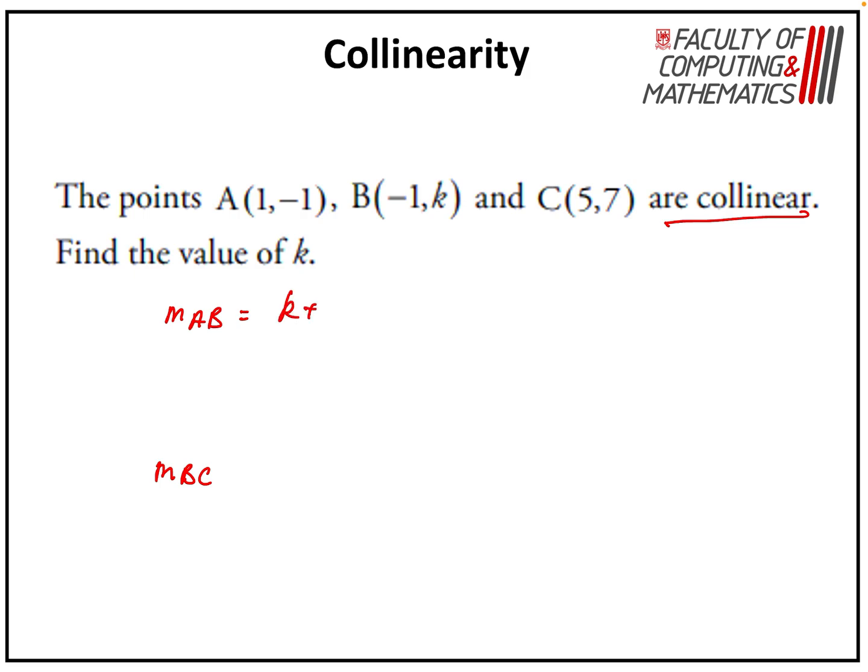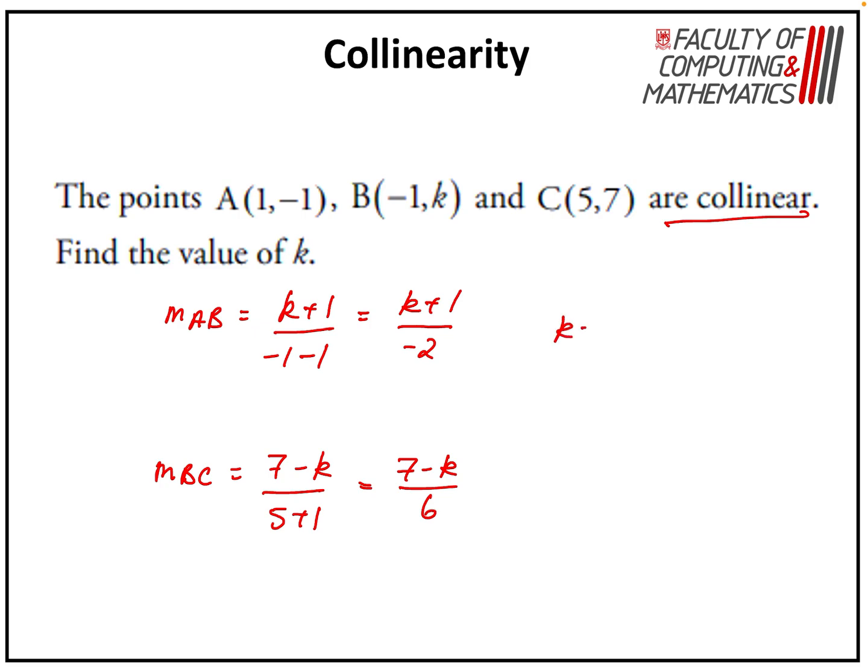So k plus 1 over minus 1 minus 1. Let's tidy that up: k plus 1 over negative 2. For m of BC, we would have 7 minus k over 5 plus 1. So 7 minus k, tidy it up, over 6. We know that the two are equal to each other, so let's set them equal to each other.